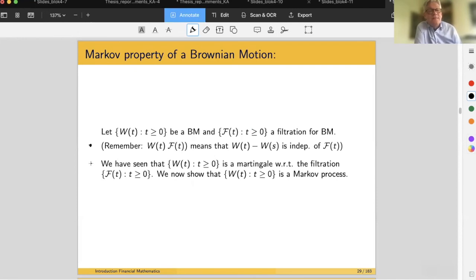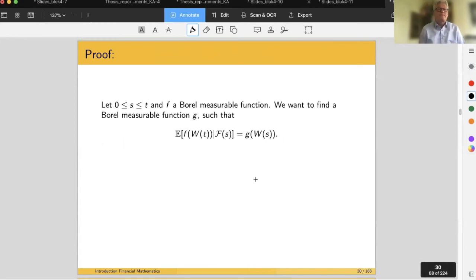Now we have seen before that W_t is in fact a martingale with respect to the filtration. And now we show that W_t is a Markov process. For this, remember from a couple of lectures ago, we use the independence lemma. So the Markov process, remember what it means. It means that the expected value of a function of W_t given the information up to time s is in fact another function g of the Brownian motion at time s.